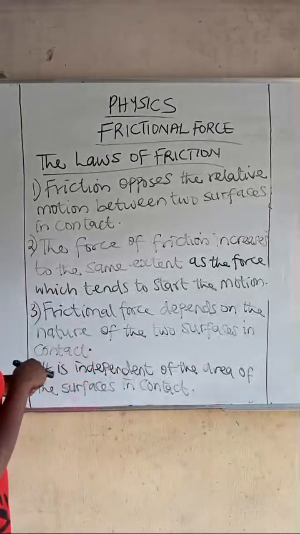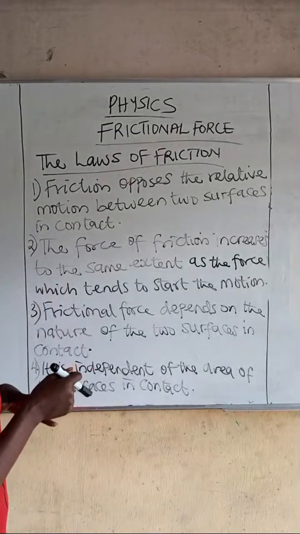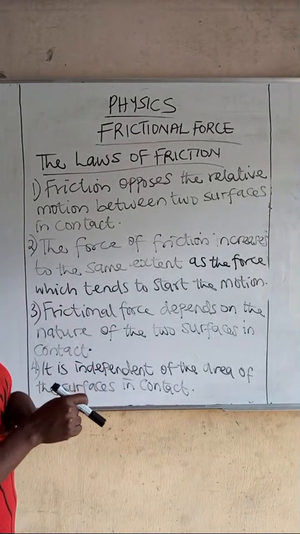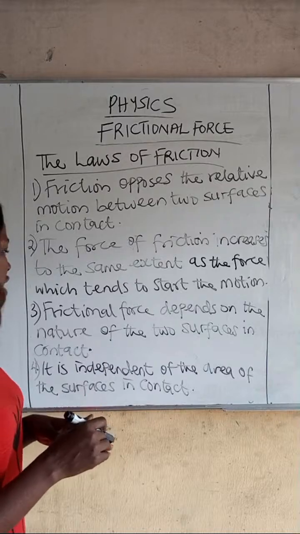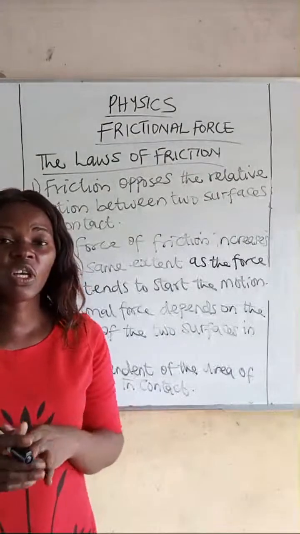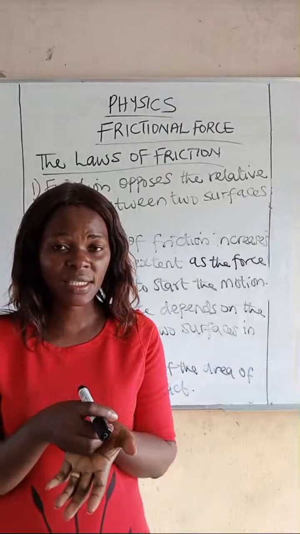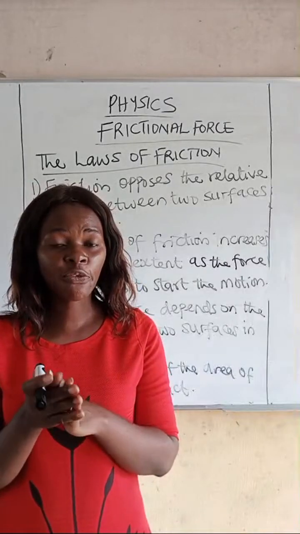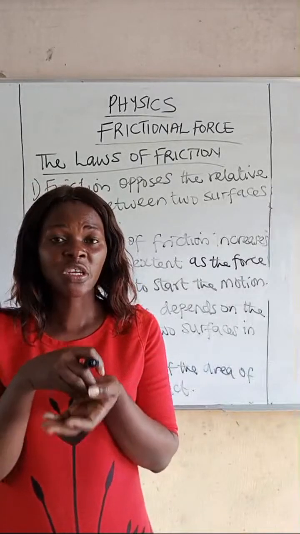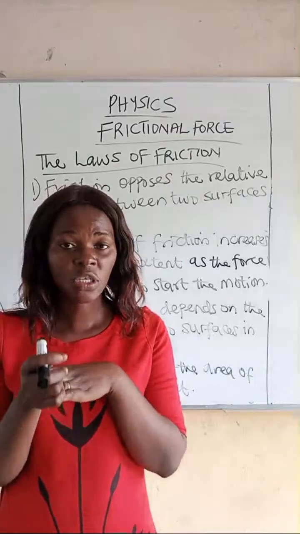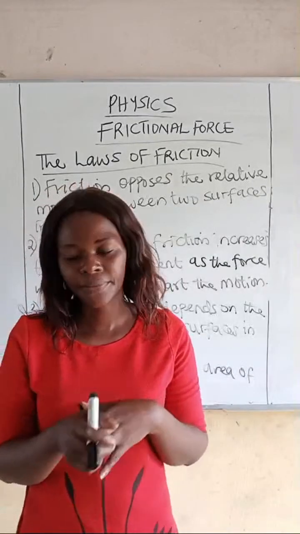Then the next one, it is independent of the area of the surfaces in contact. It does not depend on the area in contact. It does not depend on the area in which it is touching the what, the ground or the other surface. Do we understand? All right.